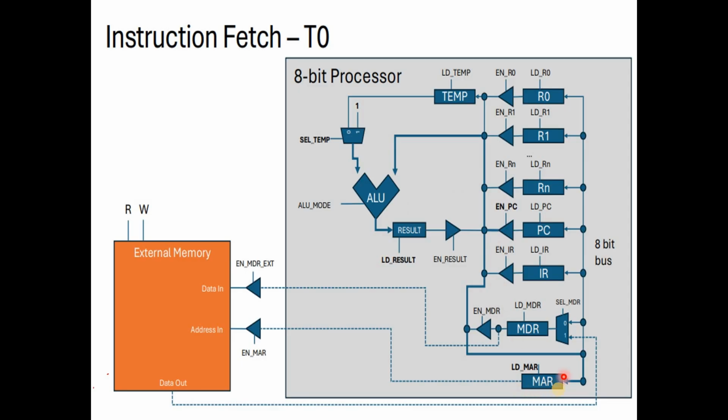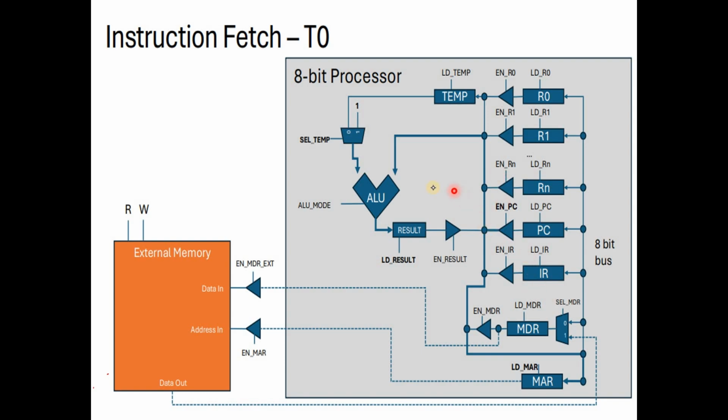So we have the MAR, the memory address register, which is responsible for holding the address, and the MDR, which stores the data, which is responsible for read and write. I have explained all these components in detail in my previous video, so you can check out the playlist. And this is the ALU, which is responsible for performing arithmetic operations. We also have some registers over here: this temporary register, this is also a temporary register, R0 and R1 are registers, and we have a program counter and an instruction register over here.